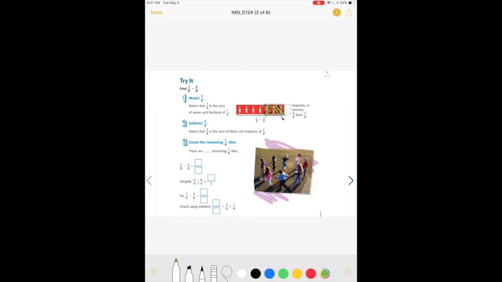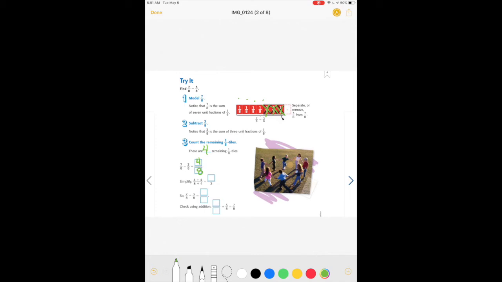Count the remaining 1/8 tiles. We have 1, 2, 3, 4 left. There are 4 remaining 1/8 tiles. So 7/8 minus 3/8 is 4/8. Now 4/8 can be simplified.